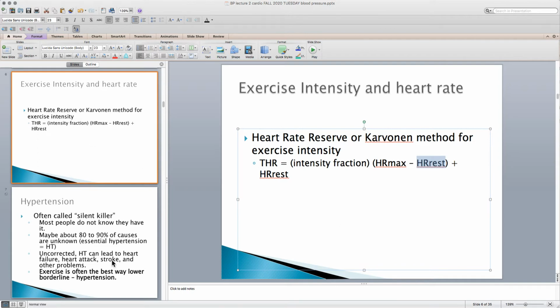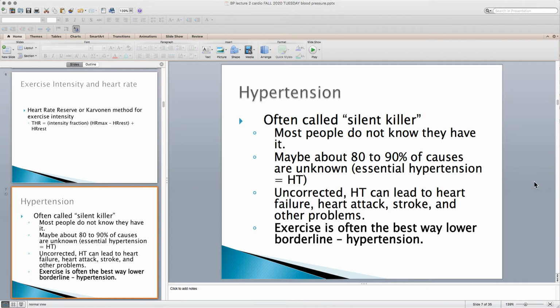So now what about blood pressure? Blood pressure is often called the silent killer, because certainly at rest or during easy exercise, one may not know if their blood pressure is too high. And it's a problem. It can lead to heart failure, heart attack, stroke, other problems. If the heart muscle is pumping against a high pressure, that's what can lead to all these problems.